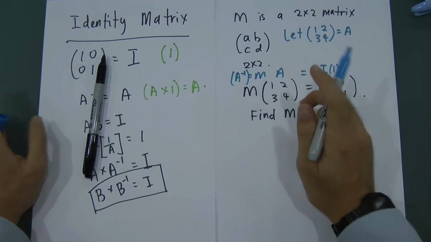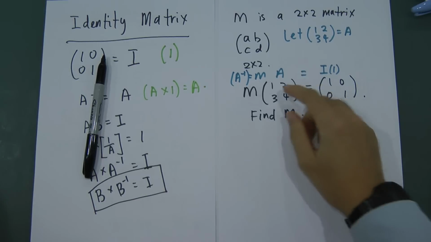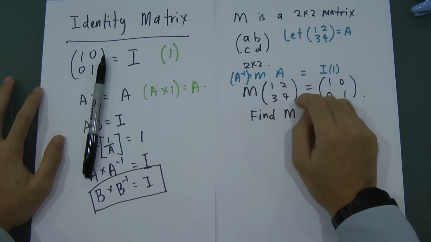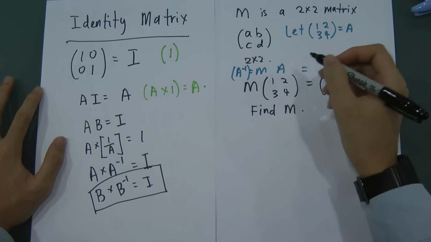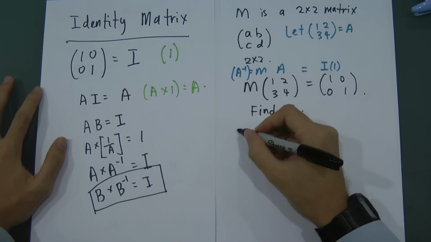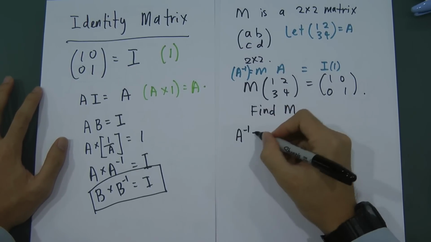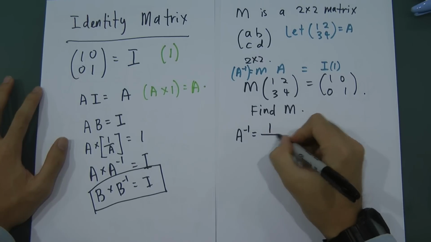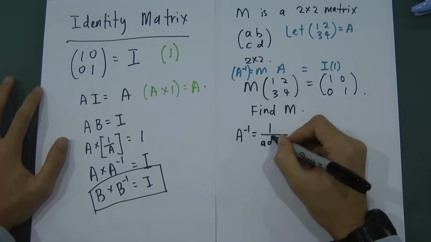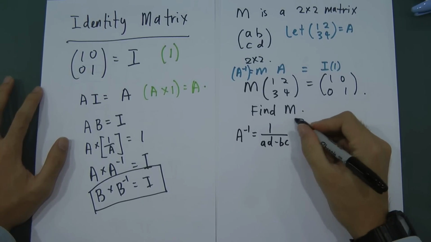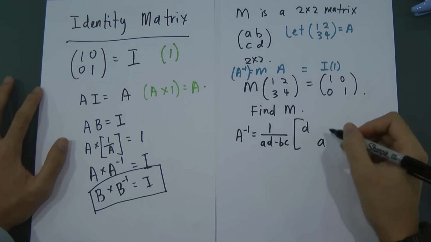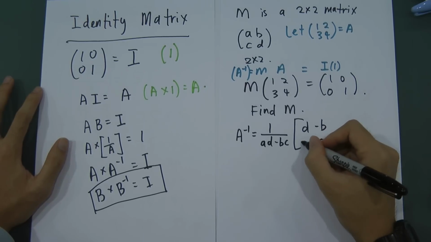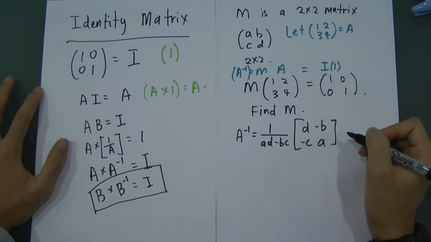then this matrix will be the inverse of this matrix. So if I want to find M, I just want to find the inverse of A. I let this one equal A, so I'm going to find A inverse. The formula tells us that it is 1 over AD minus BC, and then A and D we have to change place, and B and C we have to add negative.